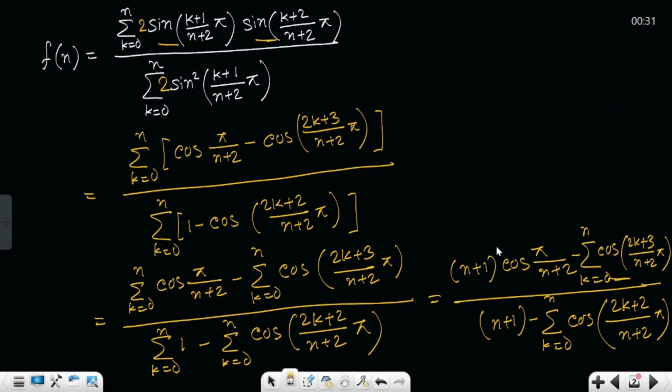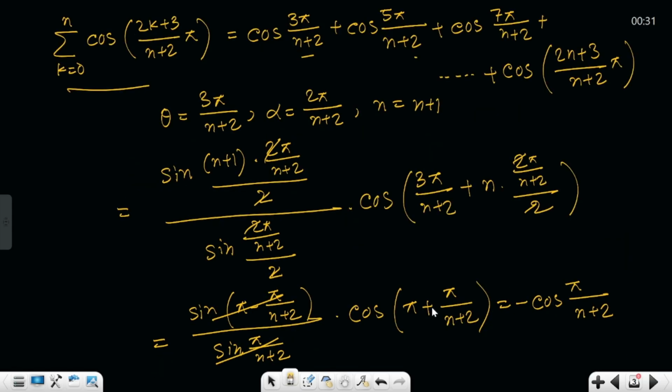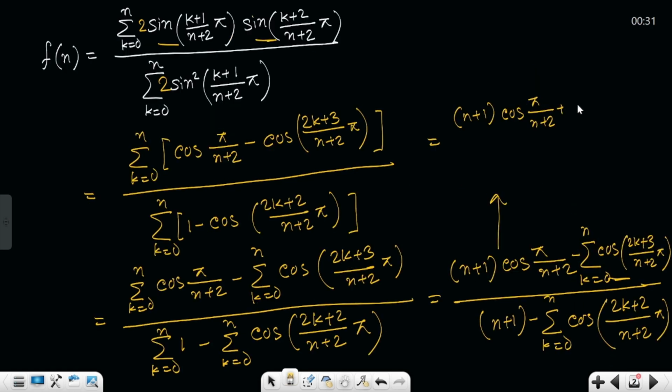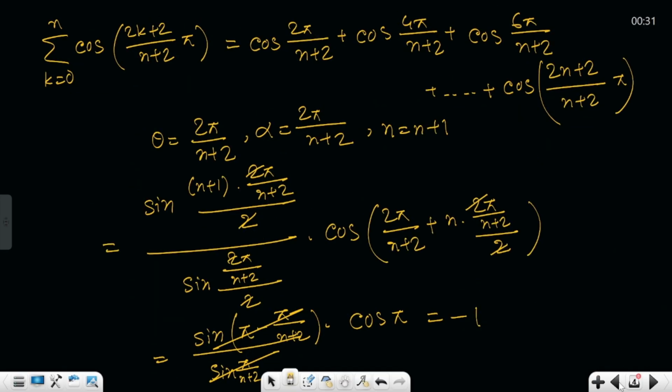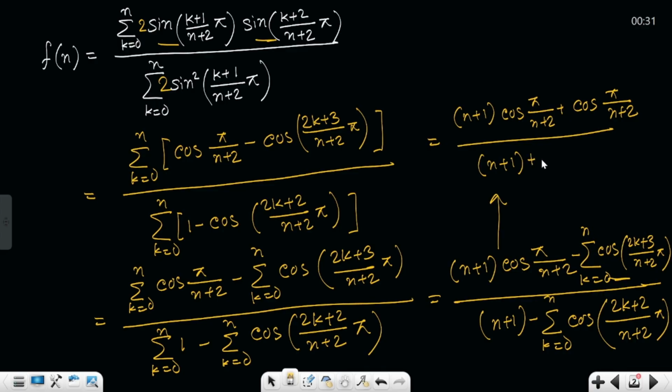Okay. So I am going upwards from here. So this will be (n plus 1) cos pi upon (n plus 2) minus, here what we got? We got minus cos pi upon (n plus 2). So this will be plus here, and this will be cos pi upon (n plus 2), right? Whole divided by, here it is n plus 1 minus, what we got here? We got minus 1. So this minus and minus will be plus 1.